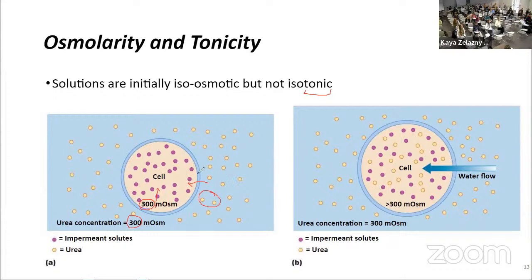The purple dots can't get outside the cell, so it's only those yellow dots moving, only the urea. So this ends up with a situation where you have more than 300 milliosmoles inside the cell when we measure their osmolarity at a second time point. So that's why we would see water starting to flow, even though we started out with a situation that started out as isoosmotic.